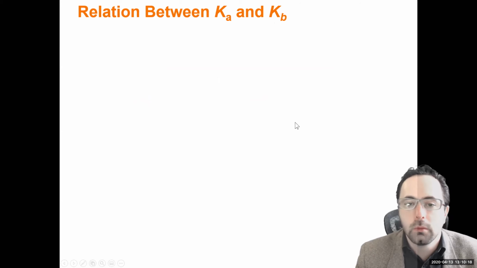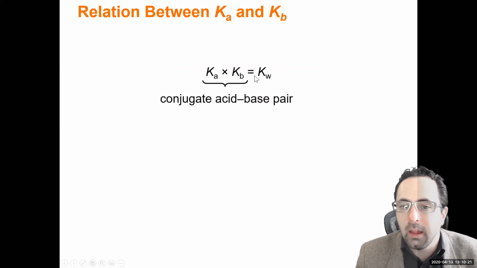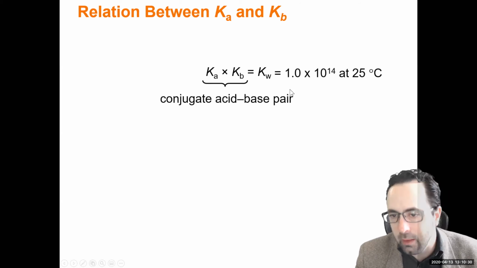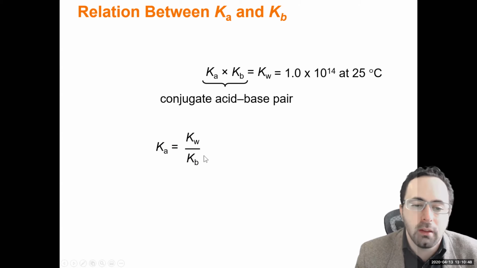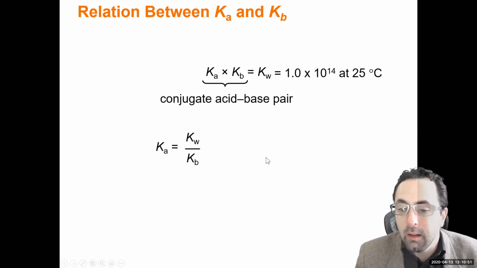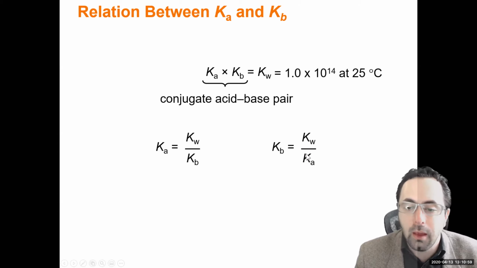And so, in general, the Ka times the Kb for a conjugate acid-base pair multiplied to Kw, which at 25 Celsius has this value. If you want the Ka for an ion and you have the Kb for its conjugate base, you just do Kw over the Kb. That will get you the Ka for the ion, which is the conjugate acid of a particular base. If you want the Kb for a base that is a conjugate base of a neutral acid, you'll do Kw over the Ka for that neutral acid.